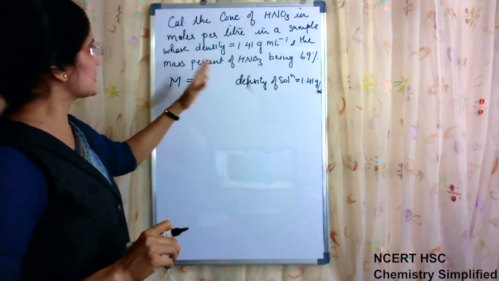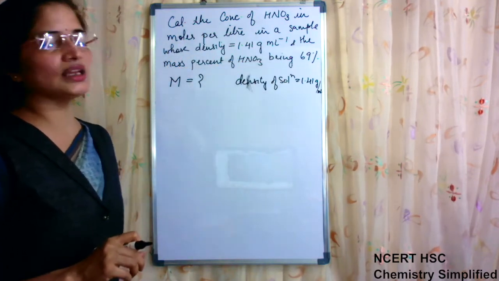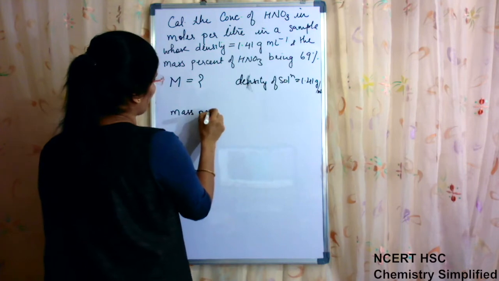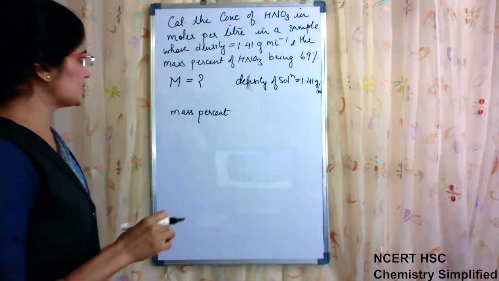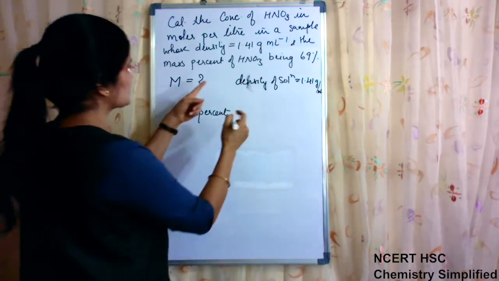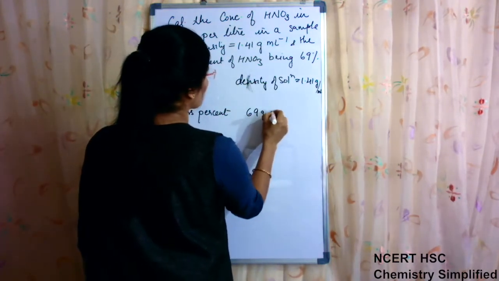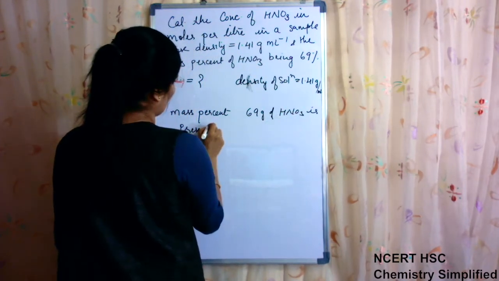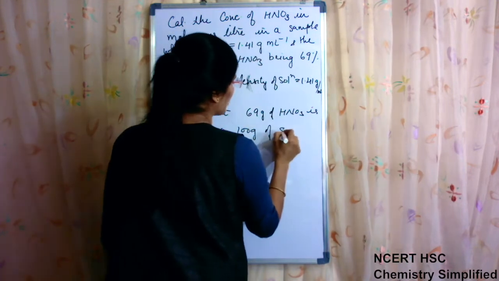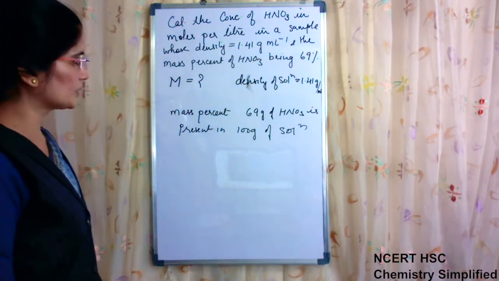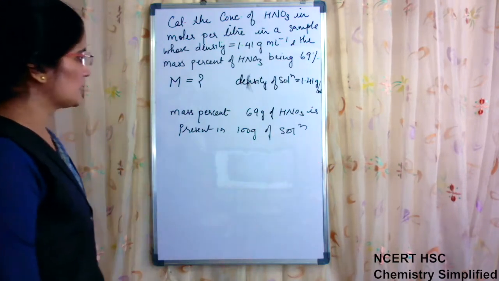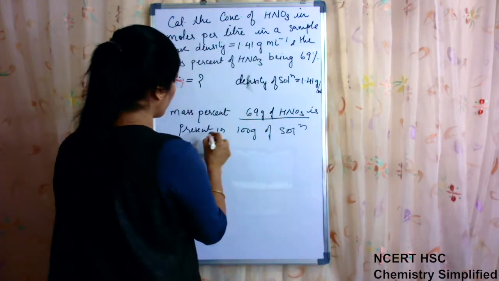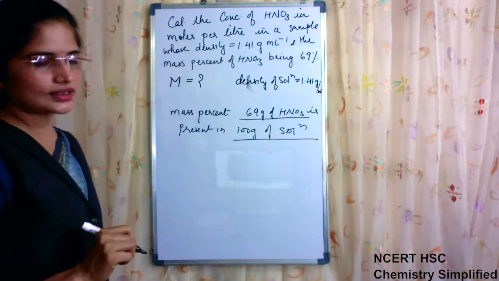Okay, density of solution is given. Now what next is given? Mass percentage of HNO3 being 69%. Now mass percent, if you remember, is one of the ways of expressing concentration. Mass percent is weight by weight. That means 69% means 69 grams of HNO3 is present in 100 grams of solution. This is mass percentage. So we have obtained the mass of nitric acid and the mass of solution.